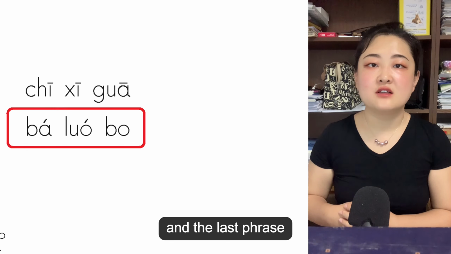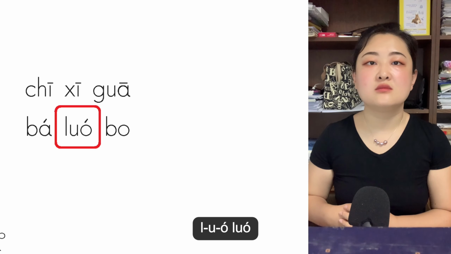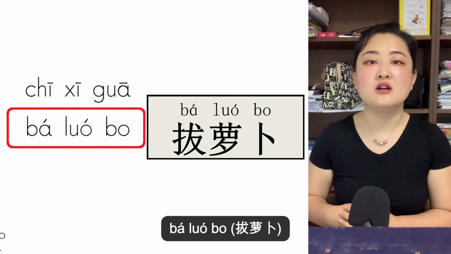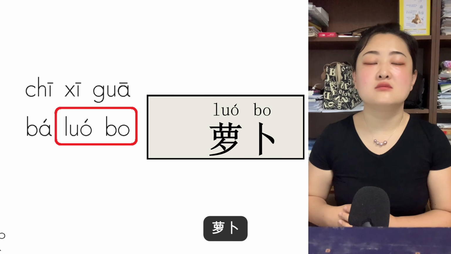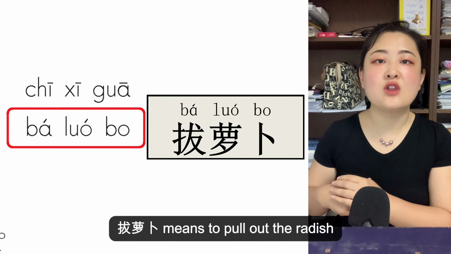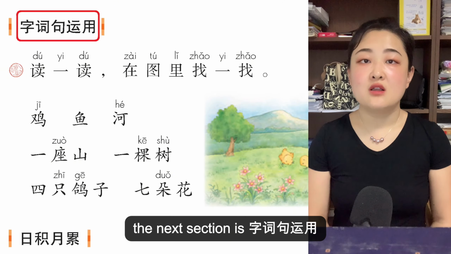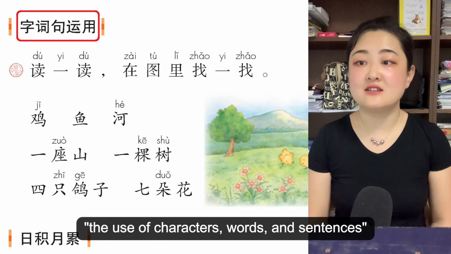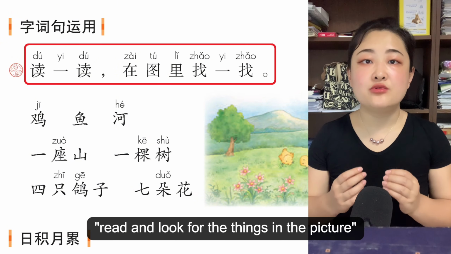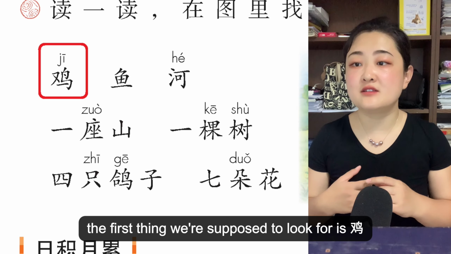And the last phrase, 拔萝卜, 萝卜. 萝卜 means radish. 拔萝卜 means to pull out the radish. The next section is 字词句运用, the use of characters, words, and sentences. And then here we have 读一读, 在图里找一找, read and look for the things in the picture. The first thing we're supposed to look for is 鸡.